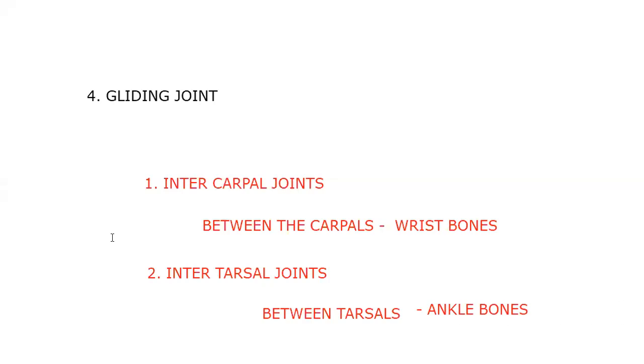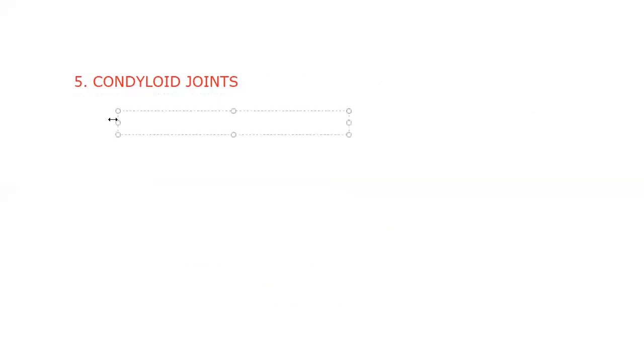Okay, so next, the fourth one we are going to here. Then the condyloid joint. Now moving to the condyloid joint. Fifth one, it is condyloid joints. So where do you see a condyle? What is a condyle? A condyle means a small ball-like protrusion. We'll say condyles. So joints between the carpals. Number one, joint between the carpals.